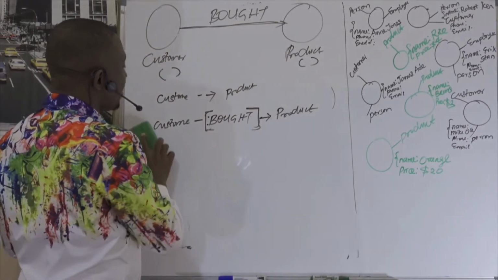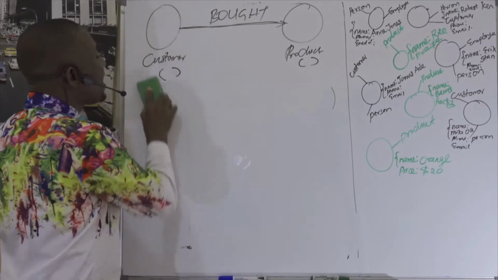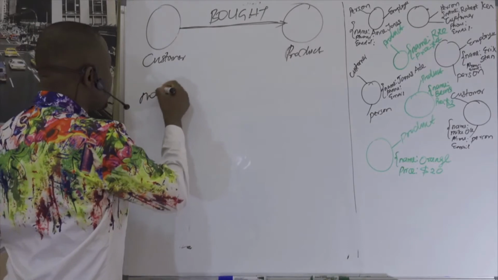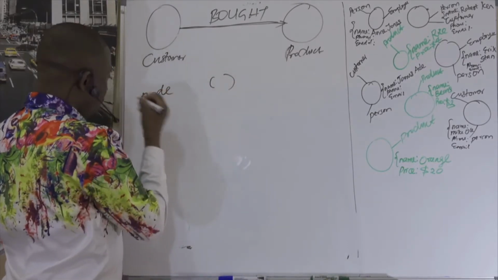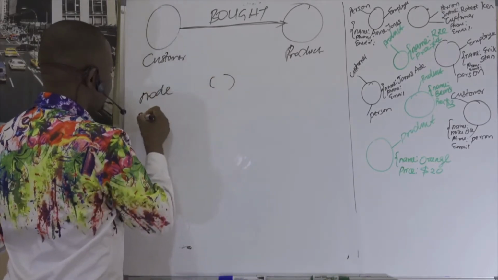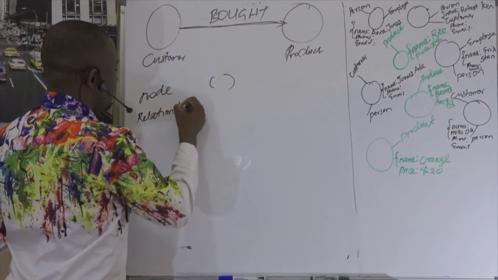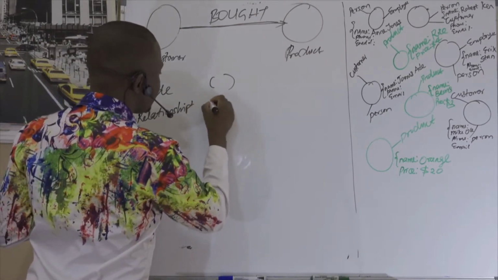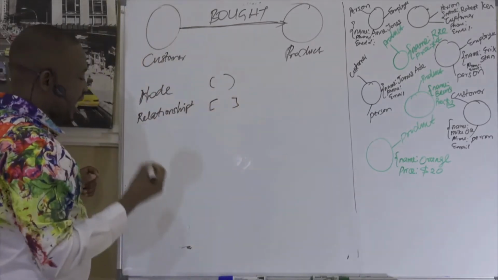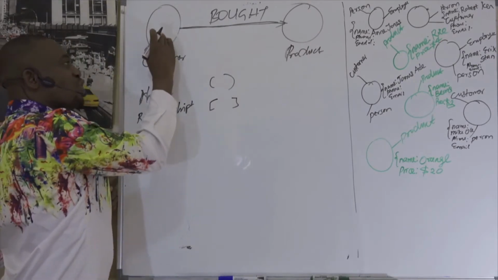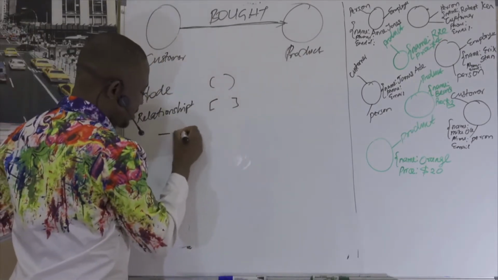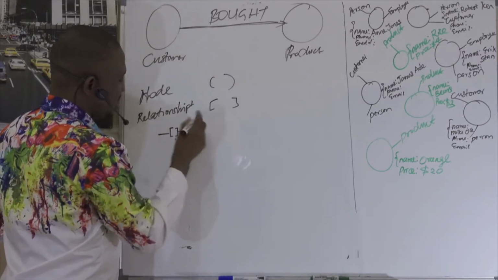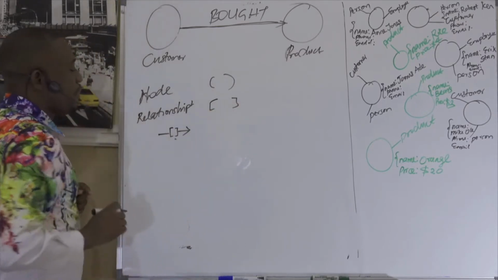Let's continue now. So now we agree that a node is this. Relationship is this. Then if it's an action word from here to here, we say what? Then we still include what? The square bracket here. Okay?